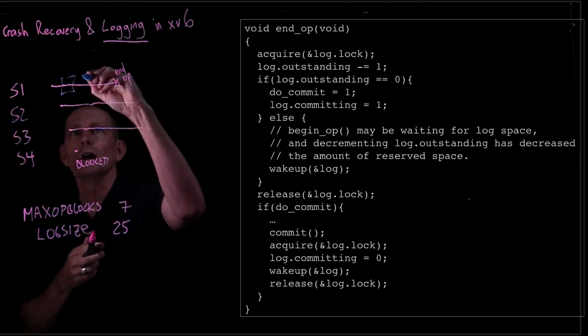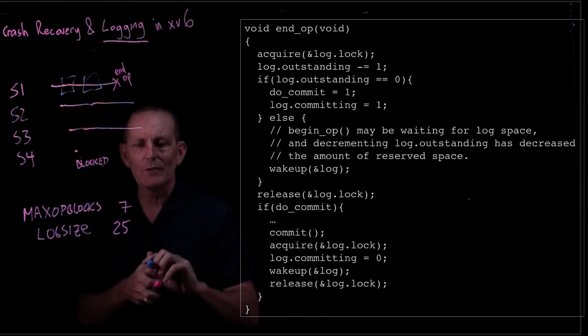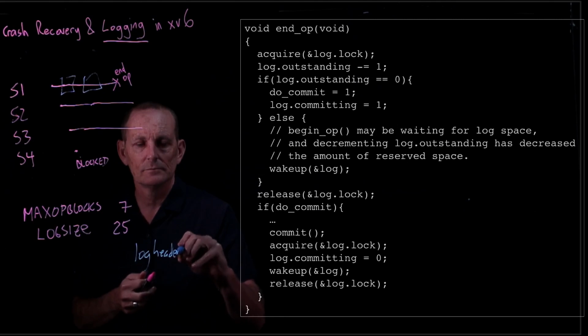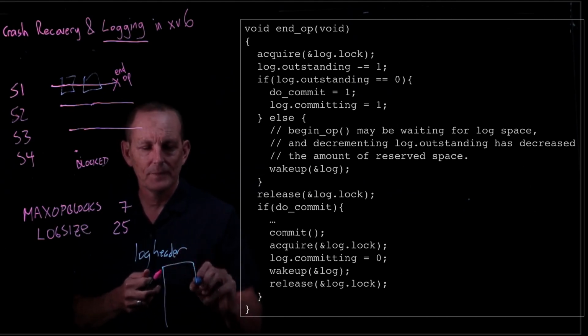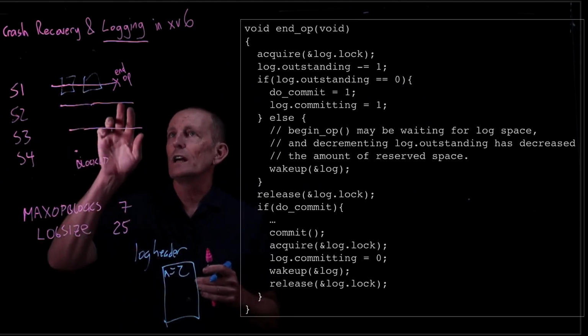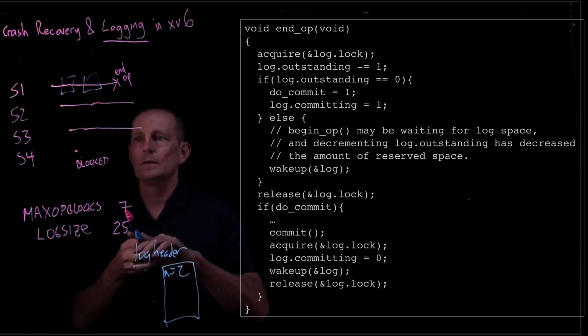And it's written 2 blocks in the meantime. If we look at the log header, what does it look like? Well, it's going to basically have an n equals 2 in here, along with those block numbers written in here. So S4 is going to be woken up.